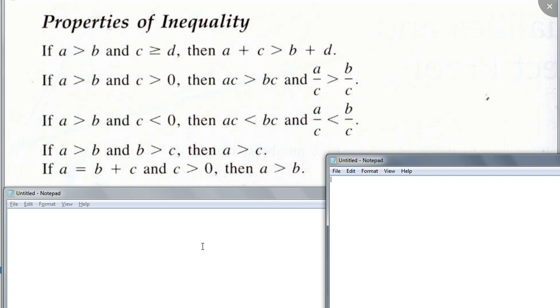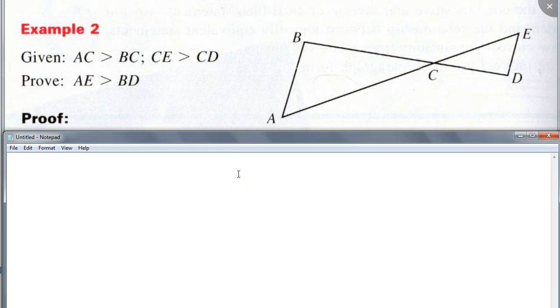Okay, anybody need more time? Let's do an example. Turns out it's pretty simple to use this property of inequality. Example 2 now. We have this picture here, and I told you, you see this side of this triangle, AC is greater than BC, and CE right here is greater than CD. If this is true, we could prove that AE, this whole segment, is greater than BD. How would you do this?